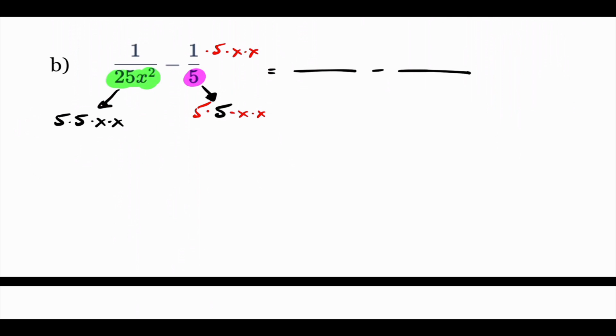Okay, so now the bottoms are exactly the same. 5 times 5 times x times x. 25x squared. That's the common denominator. This numerator didn't change because the denominator had everything. So this guy stays the same. The other one needed to change. So it's 1 times 5 times x times x. 5x squared.